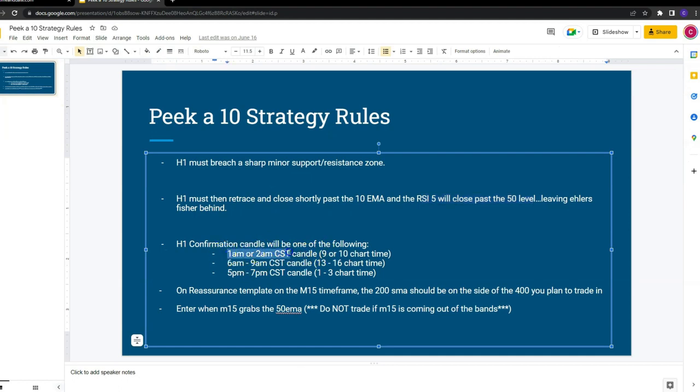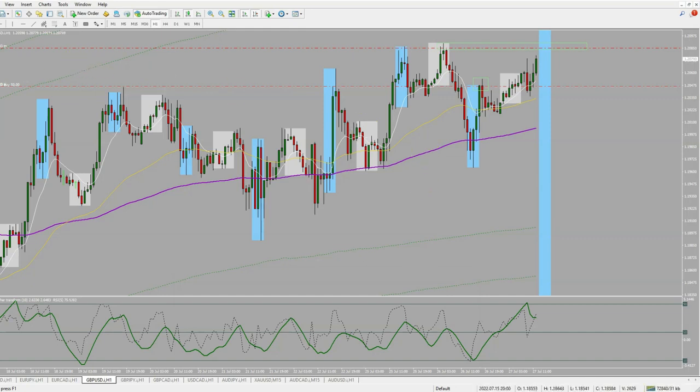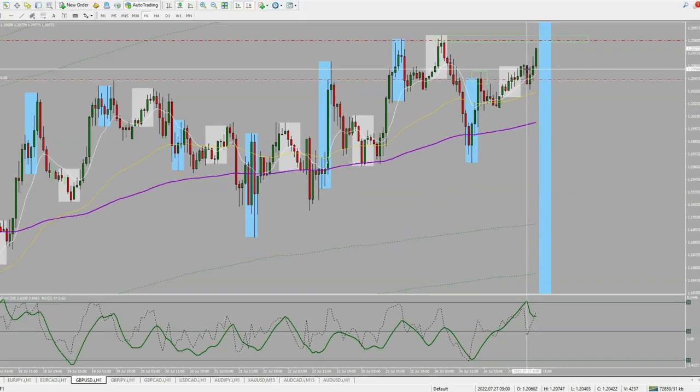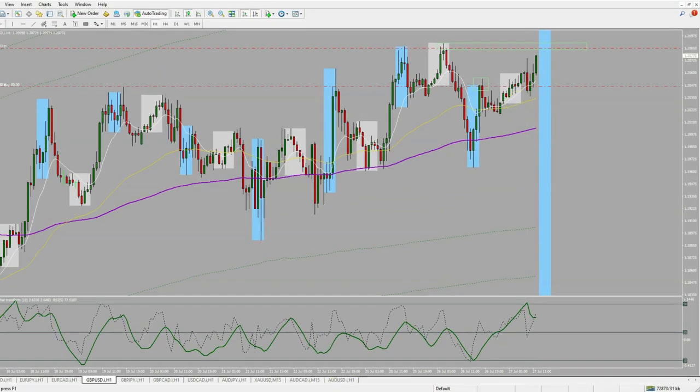In this situation, we're in London session. I'm Central Standard Time, so this was the 1 a.m. candle, or the 9 o'clock chart time candle. If I use this crosshair and put it over here, this shows down at the bottom 9 o'clock. That's just the chart time, but that's equivalent to 1 a.m. So that rule is met.